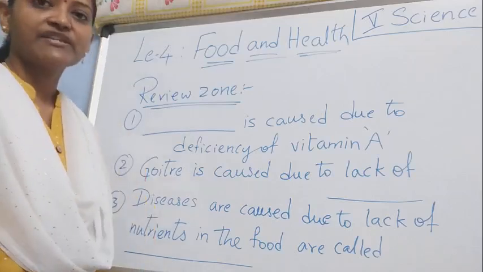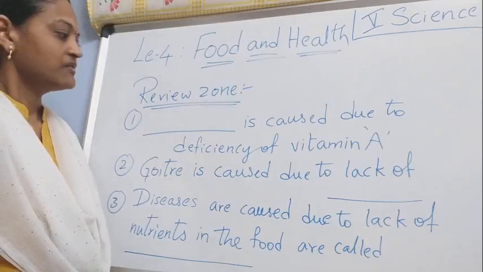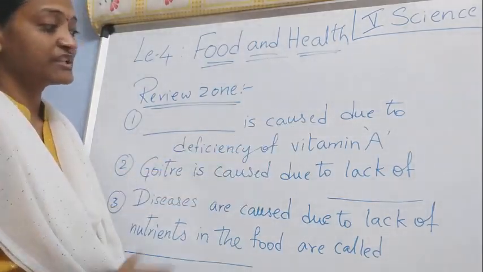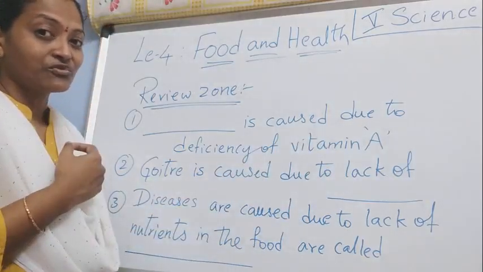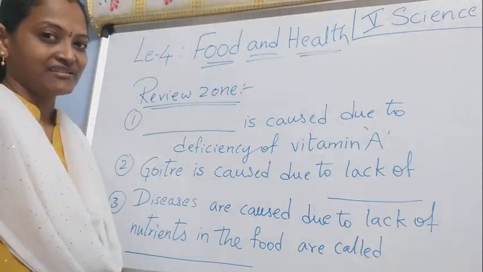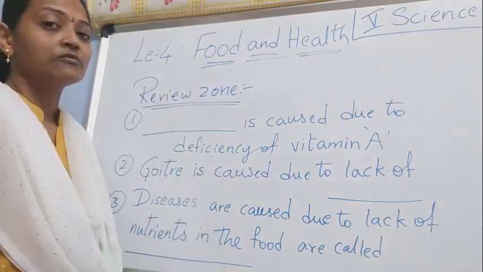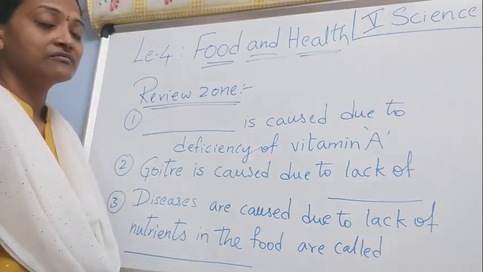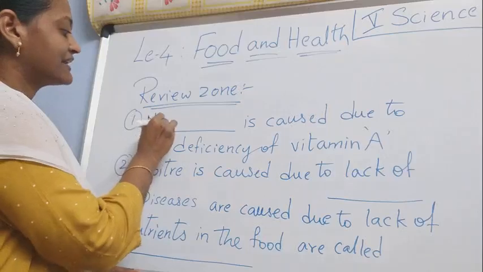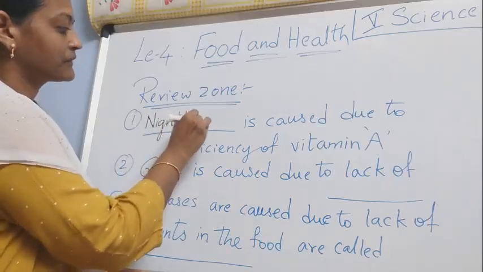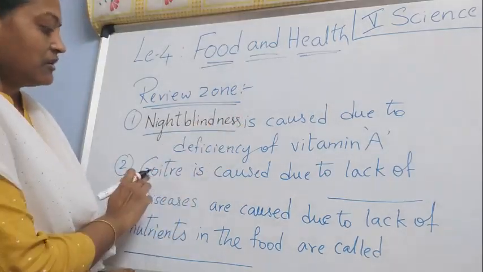Now, we'll revise today's class once. Okay, quick review. Now tell me quickly all these blanks, children. First one, dash is caused due to deficiency of vitamin A. Tell me, if vitamin A is not there, then our eyes are affected. So which type of disease will occur if vitamin A is not taken properly? It is night blindness, right, children? Night blindness.